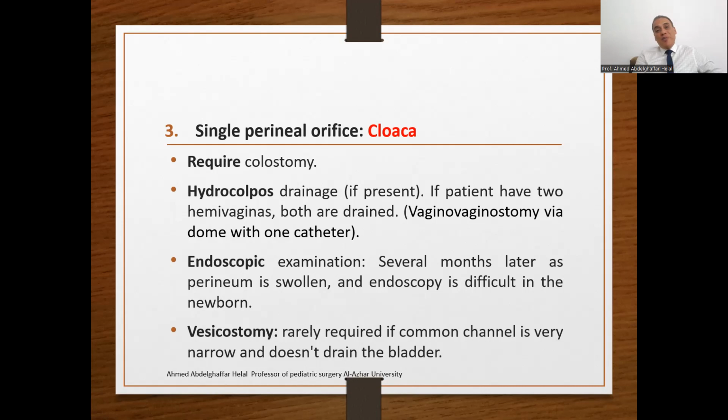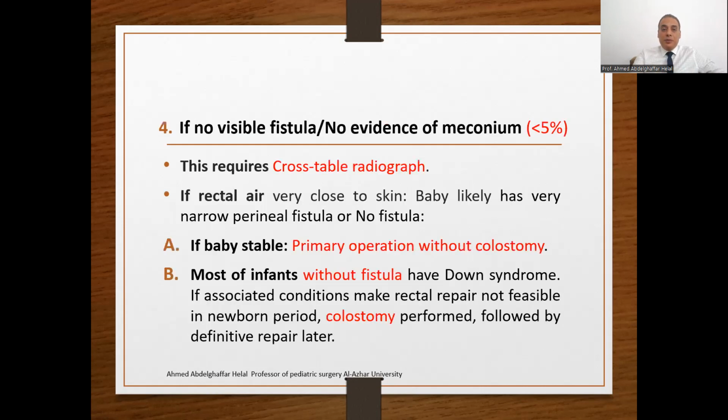And in rare cases, we need to perform vesicostomy, making a small opening in the urinary bladder in the suprapubic area, if the common channel is very narrow and doesn't drain the bladder, and this is rarely performed. If there is no visible fistula, you perform perineal inspection at birth, wait 24 hours, and then perform re-evaluation, and you surprisingly don't find any fistula or any evidence of meconium. This happens in less than 5% of girls. This requires the cross-table radiograph, as in male anomaly.